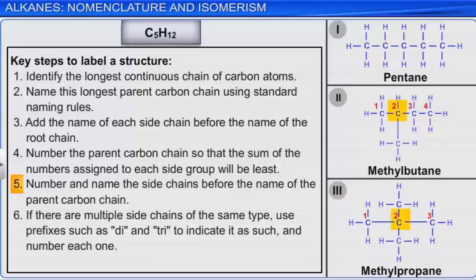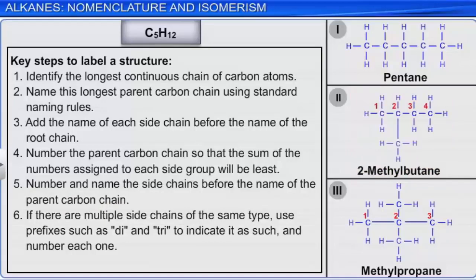Then, number and name the side chains and write them as a prefix to the name of the parent carbon chain. With this, we have named structure number 2 as 2-methylbutane.